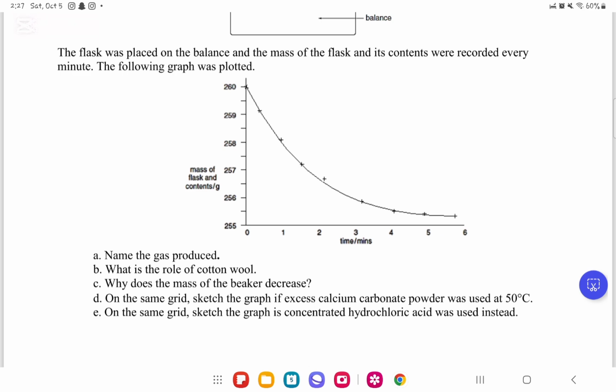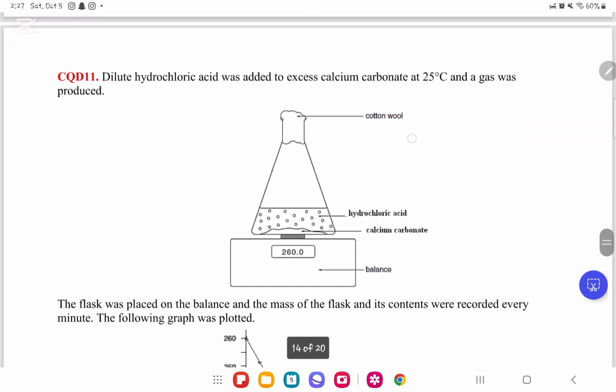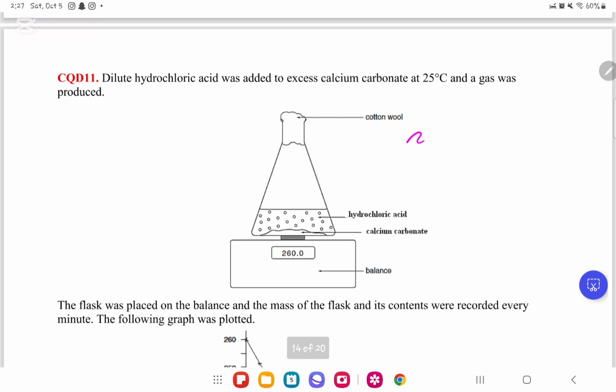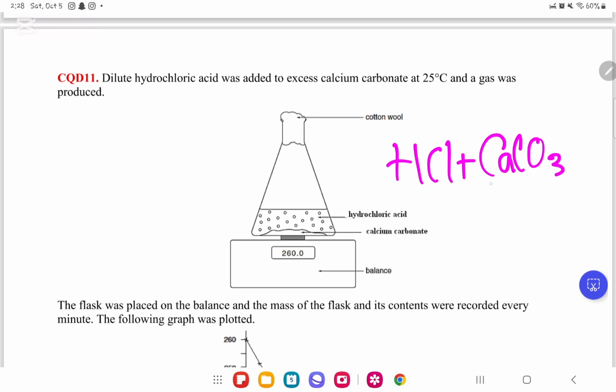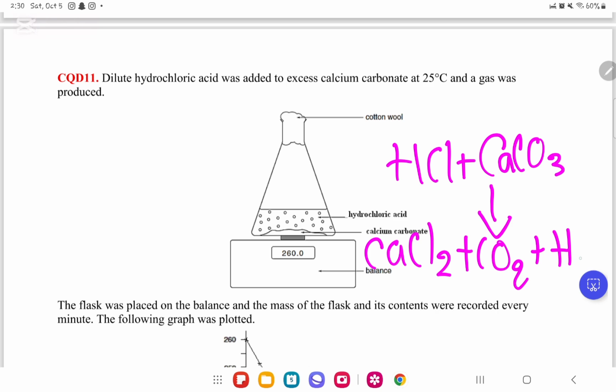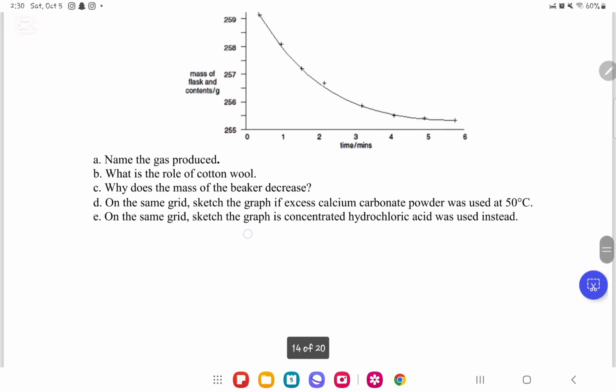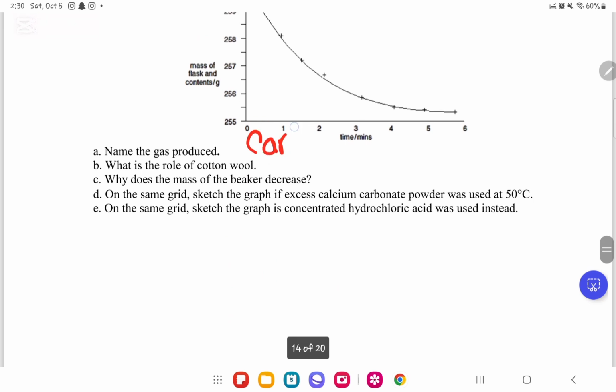Name the gas produced. Now we had a reaction between what? Between hydrochloric acid, HCl, plus calcium carbonate, CaCO3. So what gas would be produced because of this? Okay, so we don't need to necessarily know this. I had to search it up. So it will form CaCl2 plus CO2 plus H2O. So definitely the gas produced would be CO2, which is carbon dioxide. So A, the gas produced is carbon dioxide.